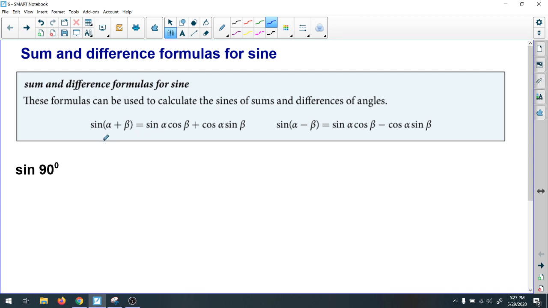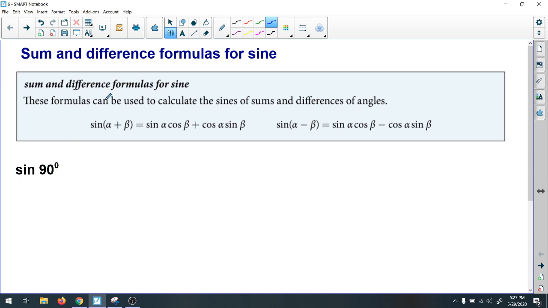So sine of alpha plus beta equals sine of alpha cosine of beta plus cosine of alpha sine of beta. We switch sine cosine plus cosine sine. And the same with the difference. Let's prove this identity through a famous ratio, sine of 90.